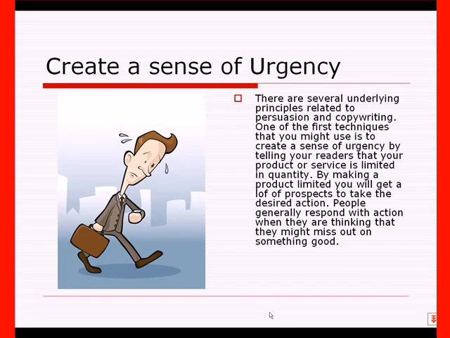There are several underlying principles related to persuasion and copywriting. One of the first techniques that you might use is to create a sense of urgency by telling your readers that your product or services are limited in quantity. By making a product limited, you will get a lot of prospects to take the desired action. They'll feel the urgency. People generally respond with action when they are thinking that they might miss out on a good thing.